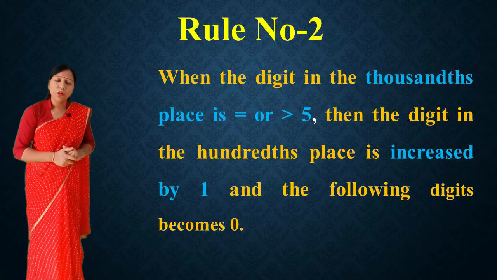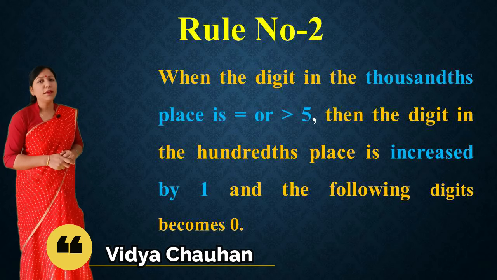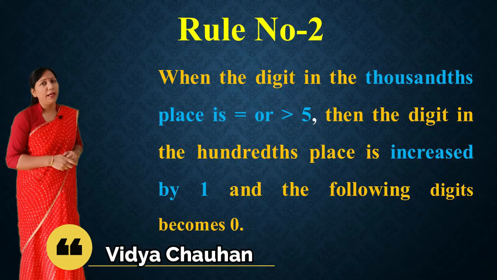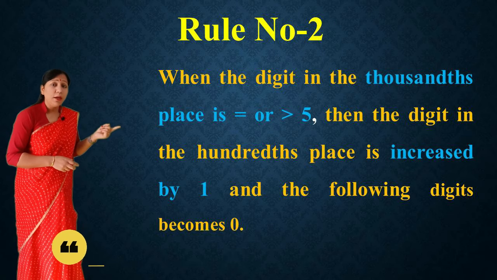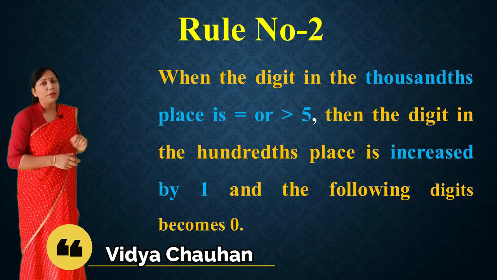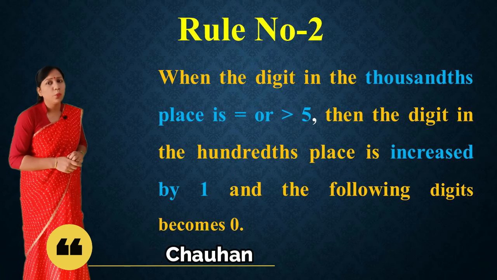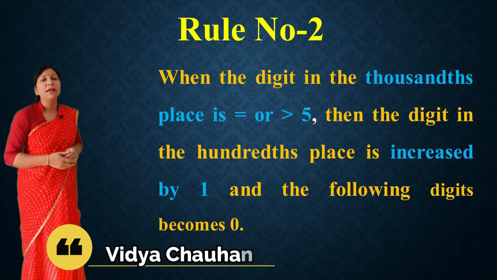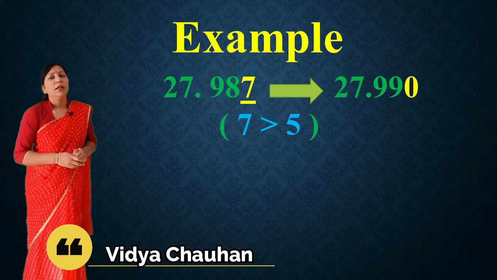Coming to the second part, if the digit at the thousandths place is greater than or equal to 5, what will be the condition? The second rule says when the digit in the thousandths place is equal to or greater than 5, then the digit in the hundredths place is increased by 1. The digits after the hundredths place will become 0.